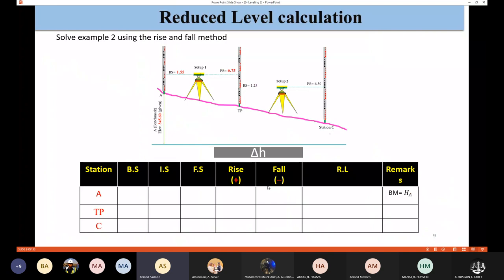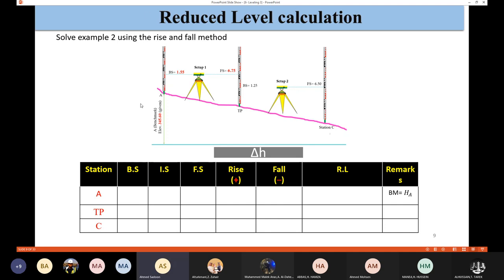In case of using the rise and fall method, you are going to have either rise or fall. So comparing with the height of an instrument method, we are going to replace the column of the height of an instrument with two columns. One is the rise and one is the fall. These columns represent delta H, the difference between consecutive points, two points in a row.